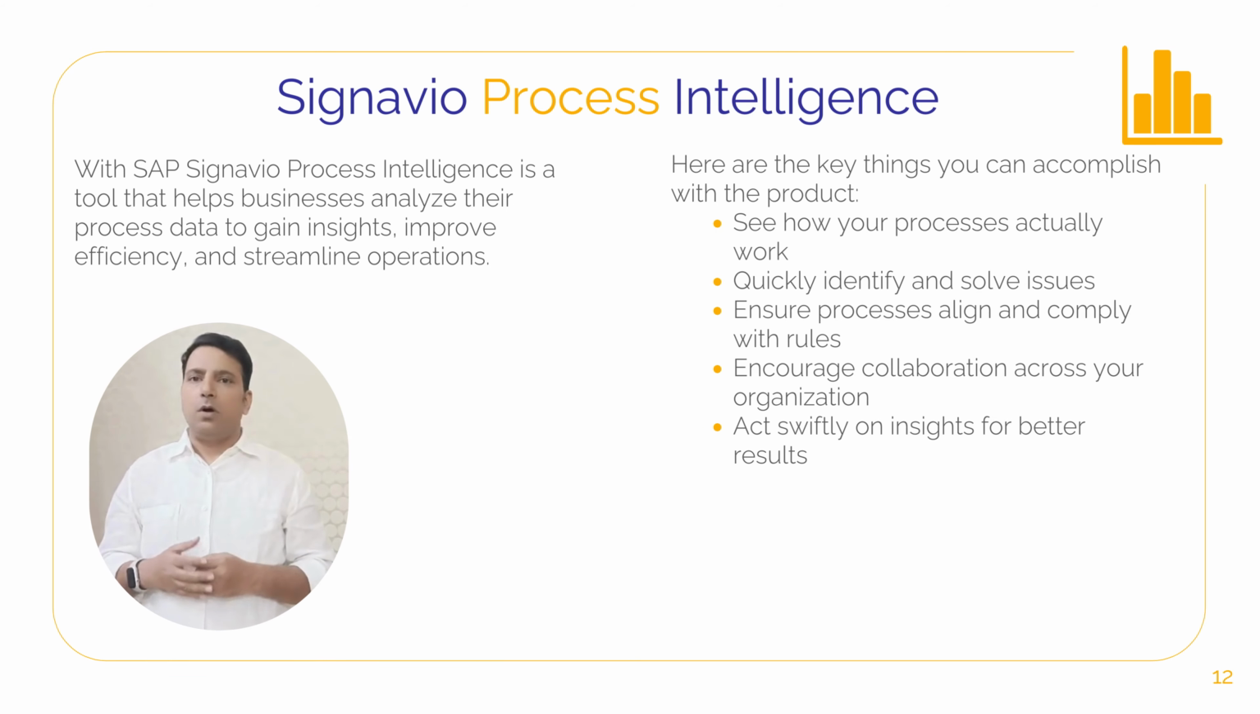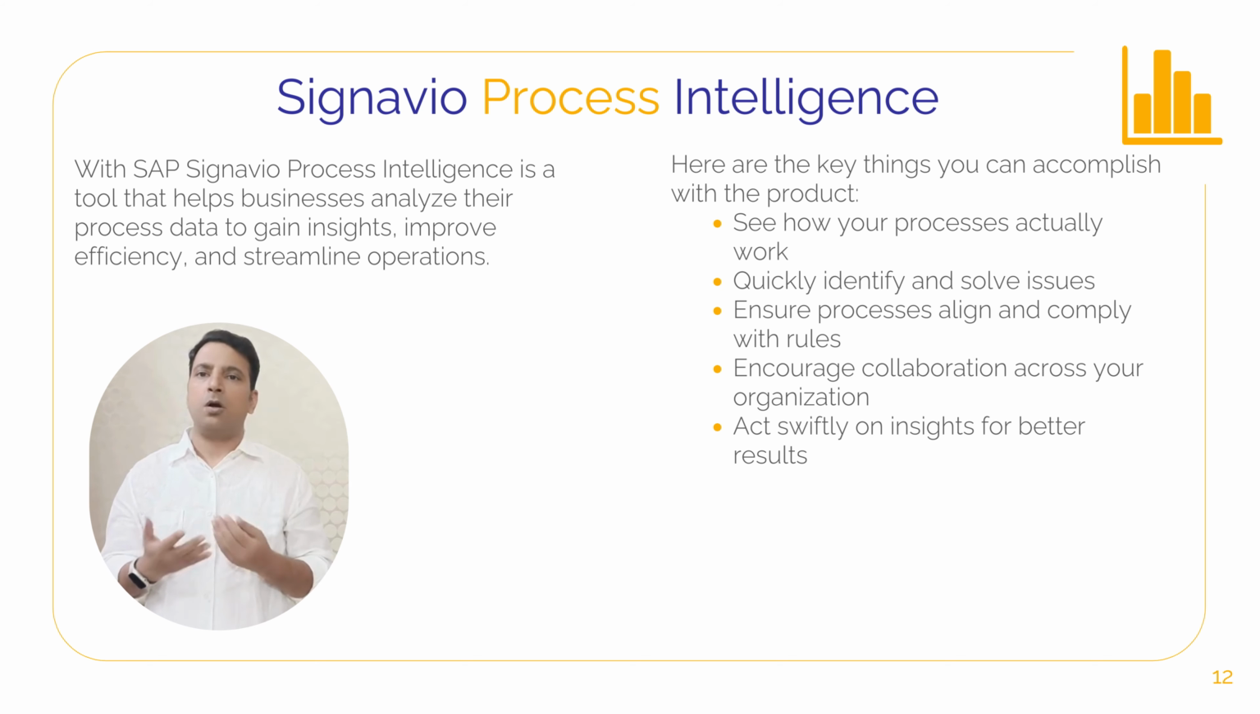Now let's move to analysis, or I will say intelligence toolset, where we have two tools. One is Process Intelligence and one is Process Insights. Let's talk about Signavio Process Intelligence first. Signavio Process Intelligence is a tool that helps businesses analyze their process data to gain insights and improve efficiency and streamline operations. It helps us to see how the process exactly works in your company, or I will say it's more like the as-is business process, what you are following in your company.